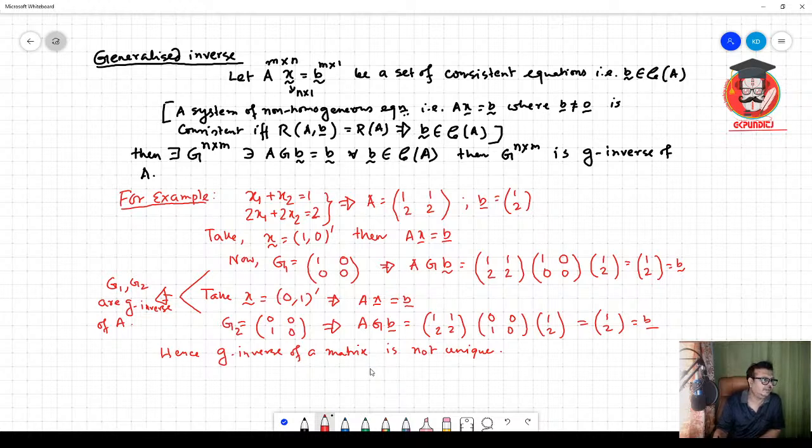So please tell me if you have any doubt. Can I erase this portion? Please tell me. Can I rub this portion? Please tell me. Okay.